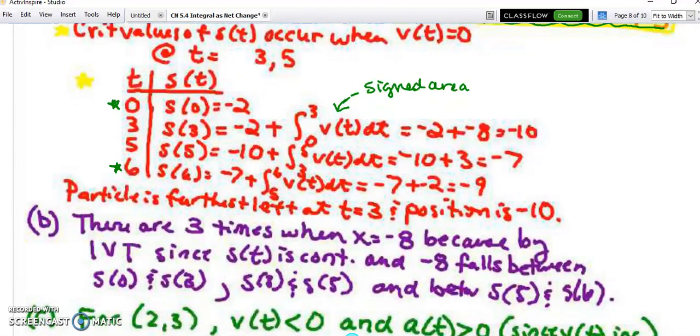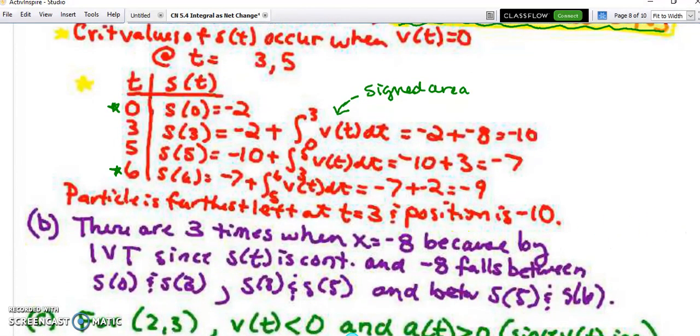And then we look at our chart and we figure out where we are farthest to the left, and that happens when we are the most negative. So it's most negative at 3, which would be this one right here. And notice I gave the time and the position because they asked me for both of those.